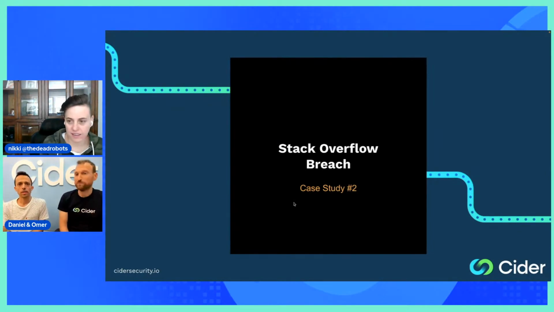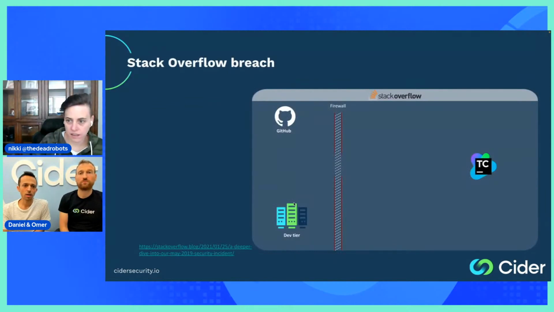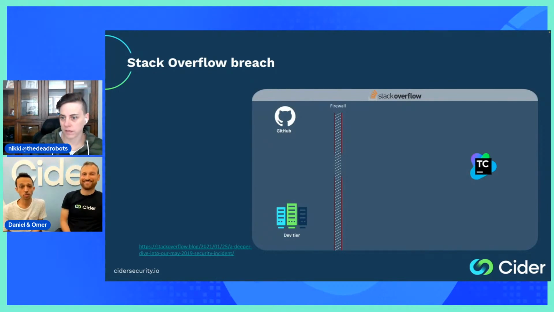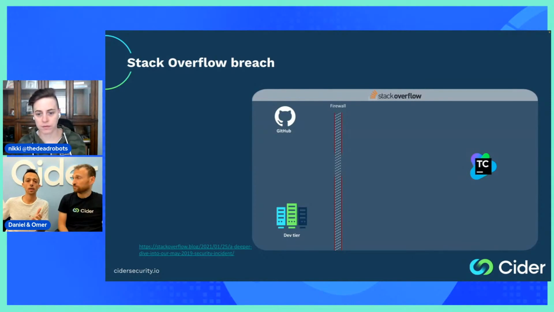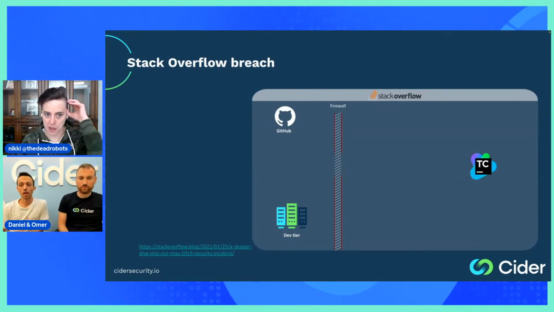Okay, so the second case study is the Stack Overflow breach. One day in May 2019, just a bit before 2021, the Stack Overflow team was alerted by members of its Stack Exchange community that a user that nobody knew before was suddenly granted high privileges over the system. And they started investigating what happened and discovered a much deeper incident, which even led to leakage of their source code.